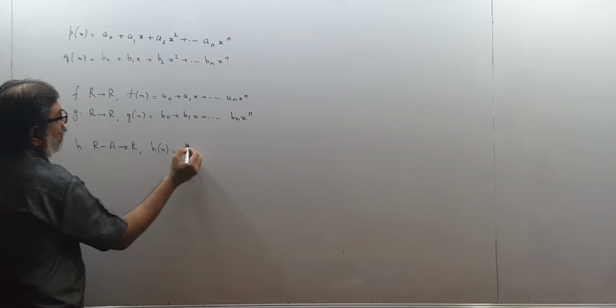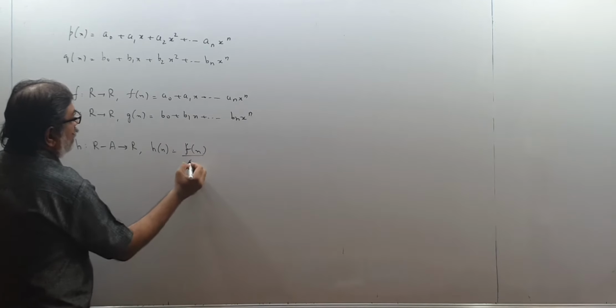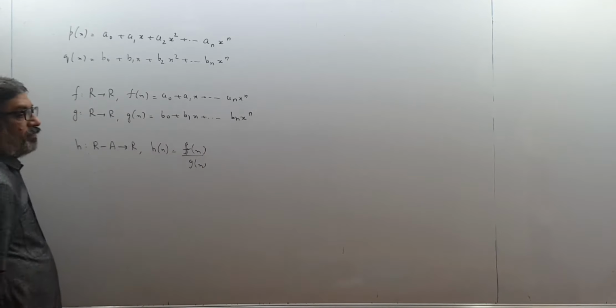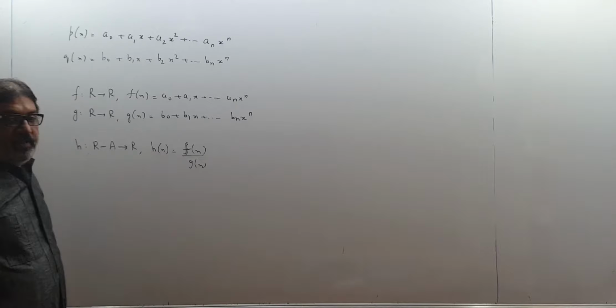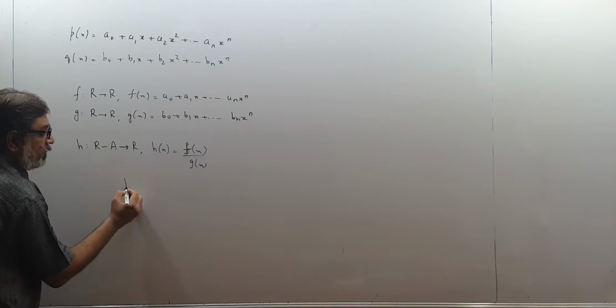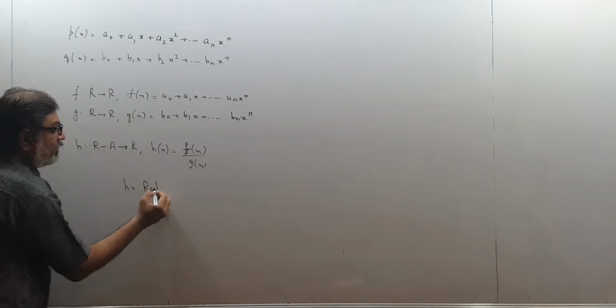h(x) equal to f(x) upon g(x). So I divide f(x) and g(x), this upon this. Then I get a new function h(x) by taking the quotient of these two, and this h will be called a rational function.